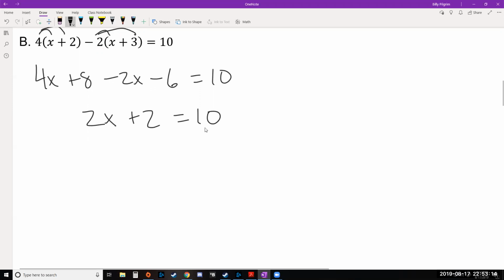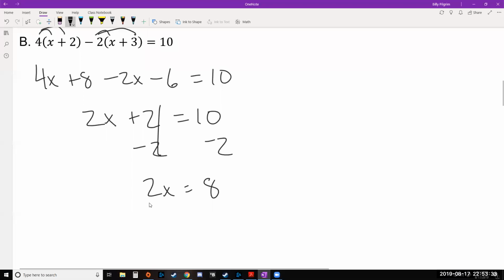Now each side is as simplified as it can get, and we have to start moving things. So notice all of our x's are already over here. So we're in step 2, all of our x's on one side. Everything without an x needs to go to the other side. So we're going to subtract this 2 over. 10 minus 2 is 8. That's the end of step 2, and now we want to get x by itself.